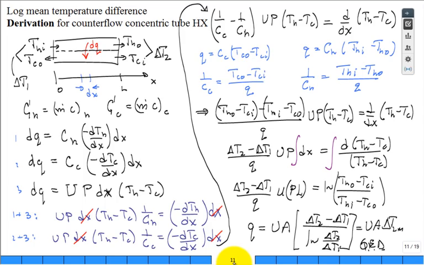Well, we have a derivation here. In the derivation to get an overall heat transfer predicted using the log mean temperature difference. So that's what we're going to derive. You can derive it for the parallel flow, you can derive it for the counterflow. I've done it for both. I just threw one of the derivations out. Let's only look at one of the derivations.